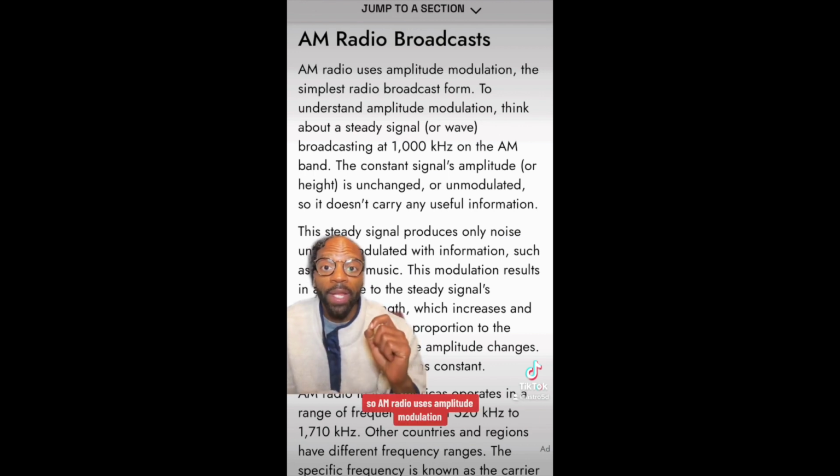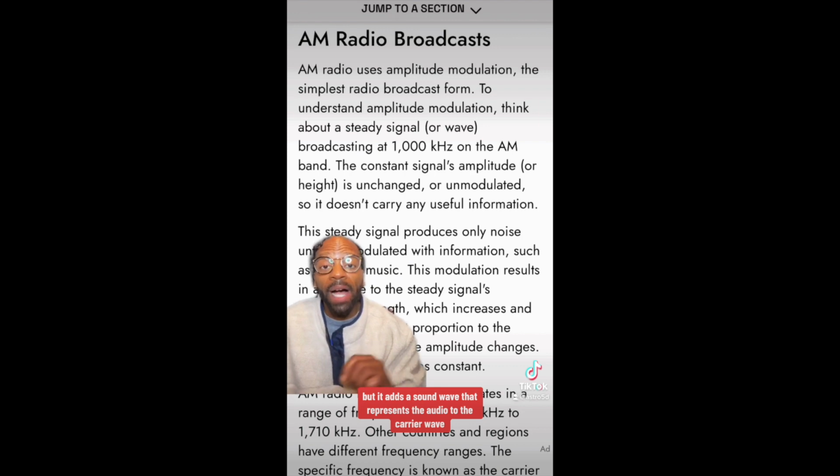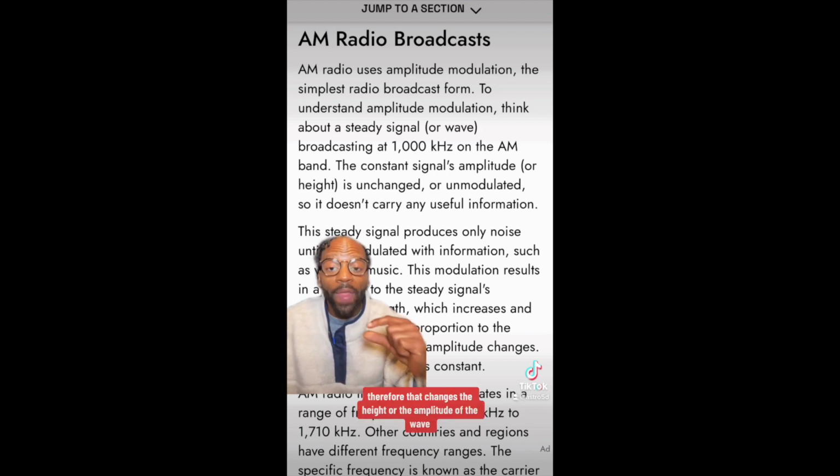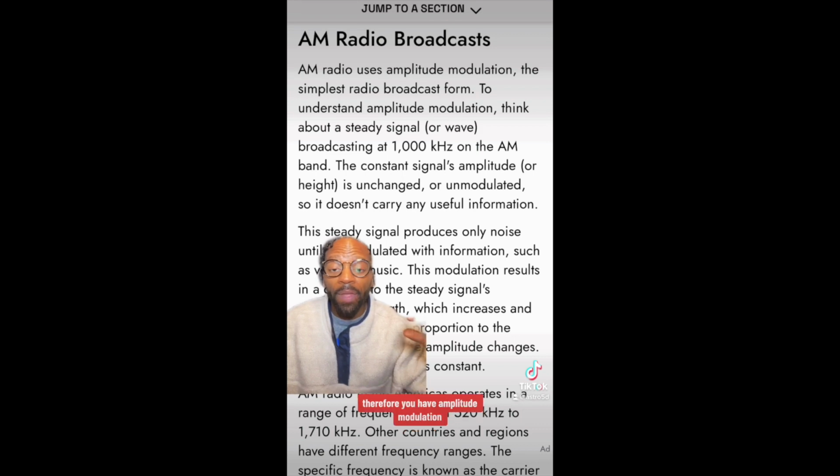So AM radio uses amplitude modulation. With AM radio, these stations broadcast a signal at a constant frequency, but it adds a sound wave that represents the audio to the carrier wave, aka the base signal. Therefore, that changes the height or the amplitude of the wave. Therefore, you have amplitude modulation.